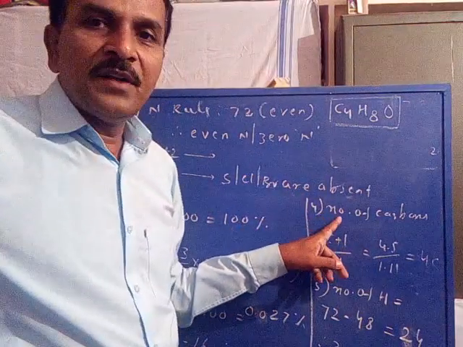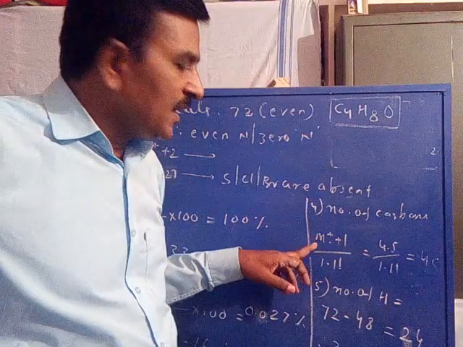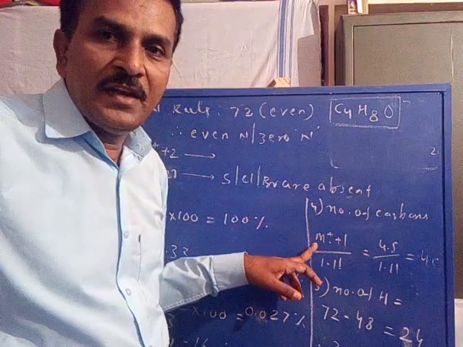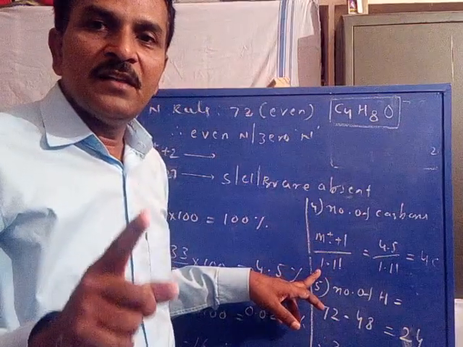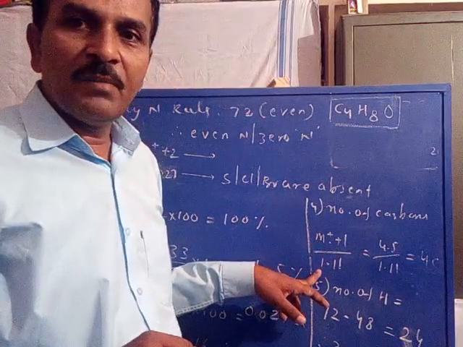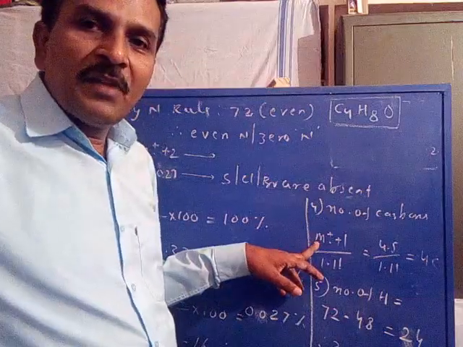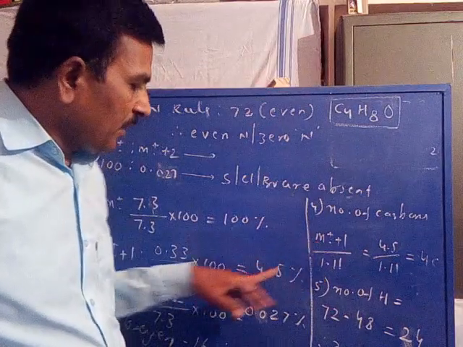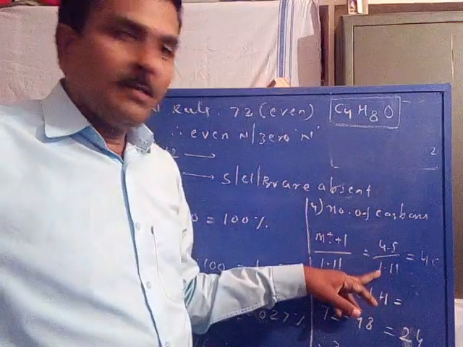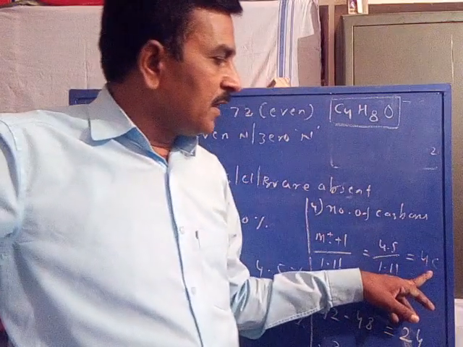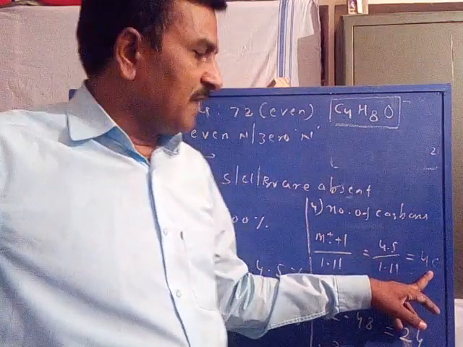Next, the fourth guideline. The number of carbons is calculated by dividing the molecular ion plus 1 signal intensity, the first isotopic signal intensity, by the natural abundance of carbon, that is 1.11%. The molecular ion plus 1 signal intensity after recalculation is 4.5. So 4.5 divided by 1.1 gives nearly 4 carbons present.